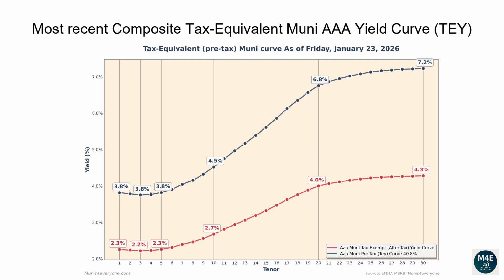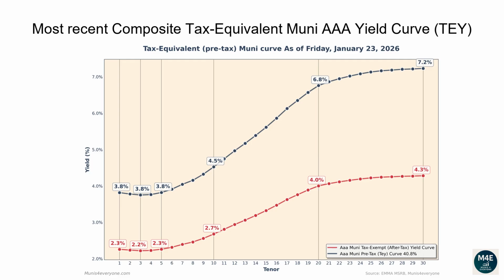Why would you care to see the tax-equivalent version of the Muni yield curve? More on this later. Let's first go over the pre-tax, aka tax-equivalent yield curve. The one-year tax-exempt yield is 2.26%. Corresponding to a 3.82% tax-equivalent yield for investors in the top tax bracket.